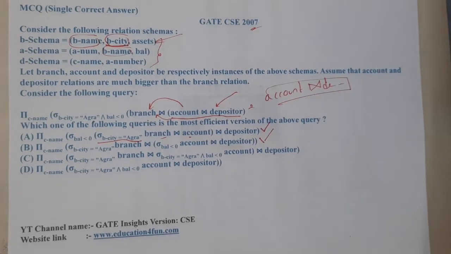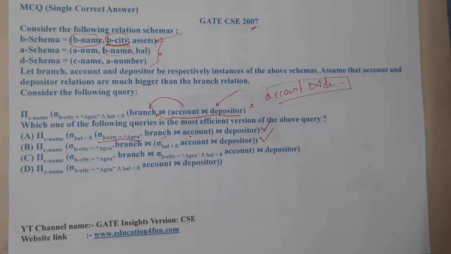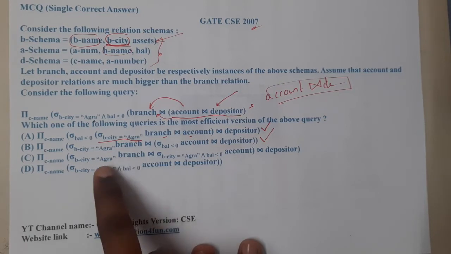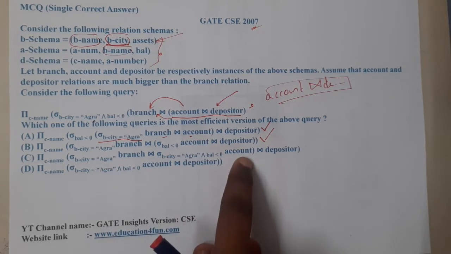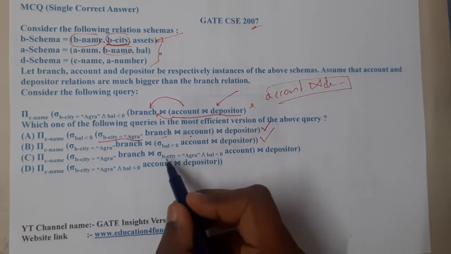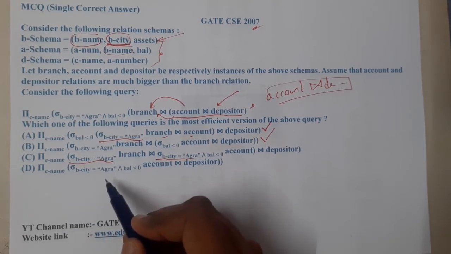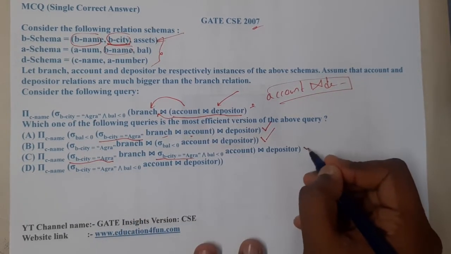When it comes to option C, I think there is a huge issue in this option. First of all, we are trying to perform the relation on branch and get only the Agra places, and when it comes to accounts we are applying both of these conditions. With this kind of application you might end up with wrong results also. So I think this option isn't that good.